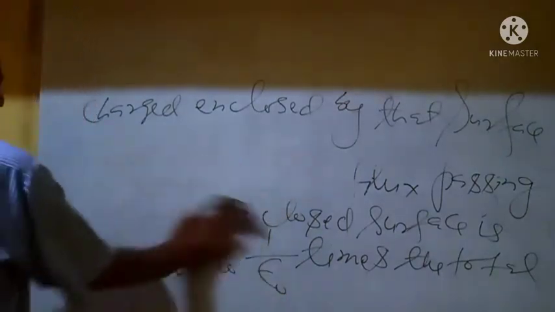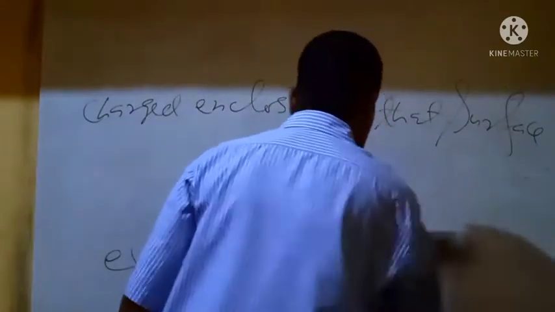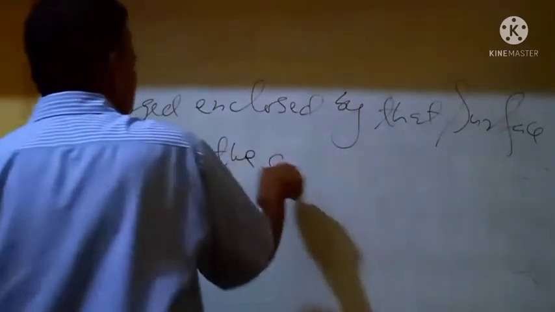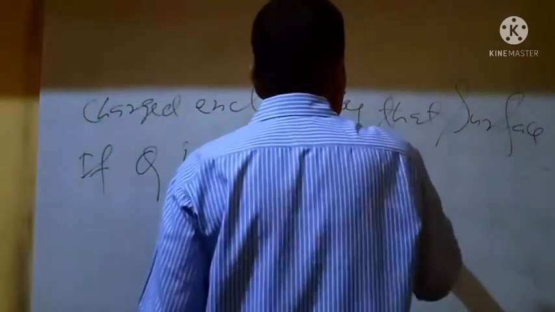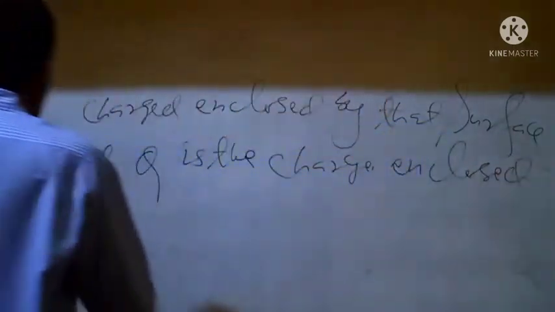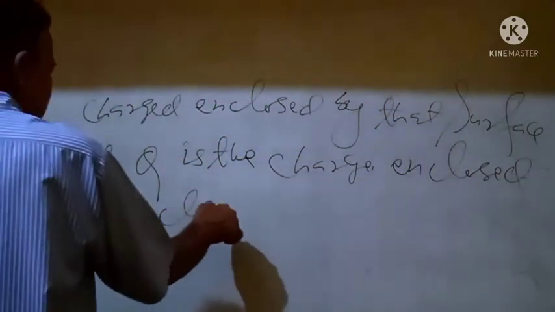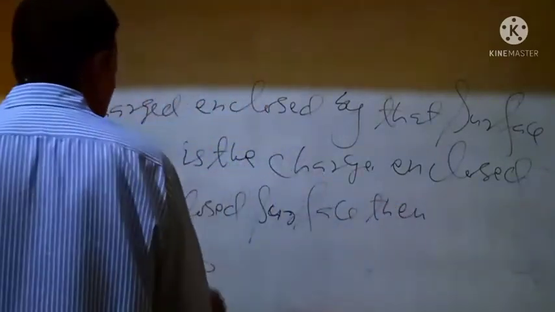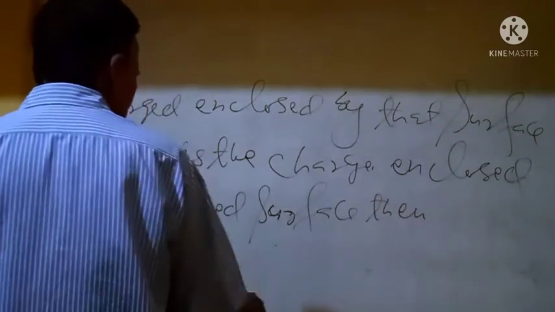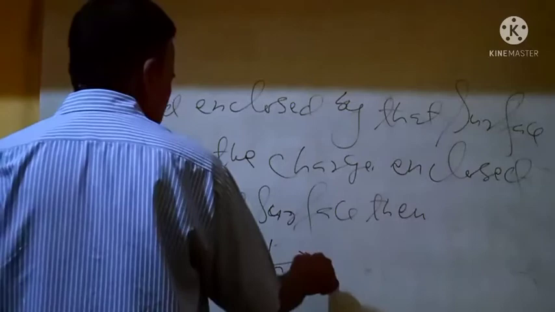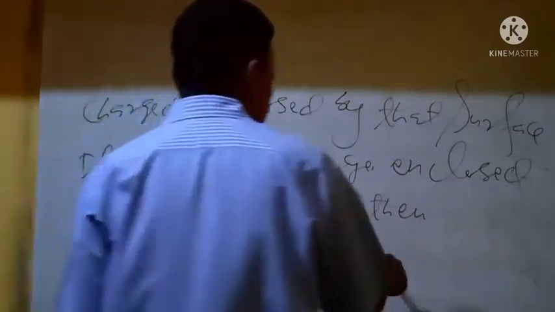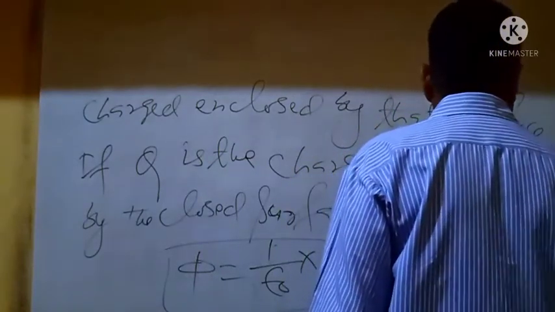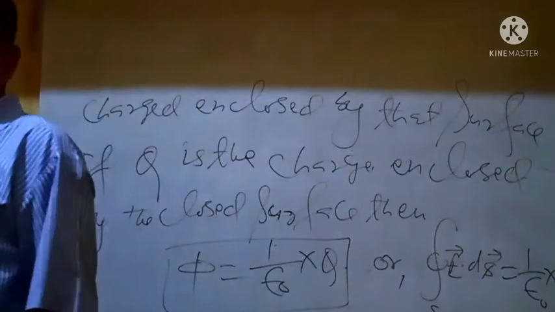If Q is the charge enclosed by the closed surface, then phi is equal to Q by epsilon naught, or we write the closed surface integral of electric field E dot ds is equal to Q by epsilon naught. We can give proof of this.